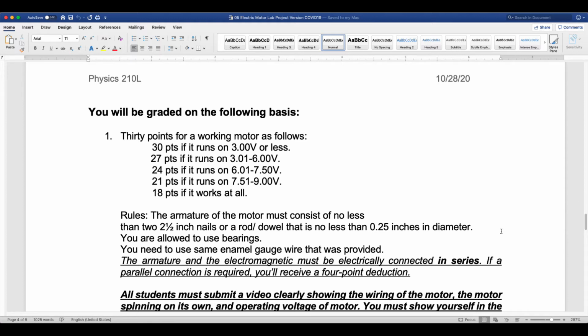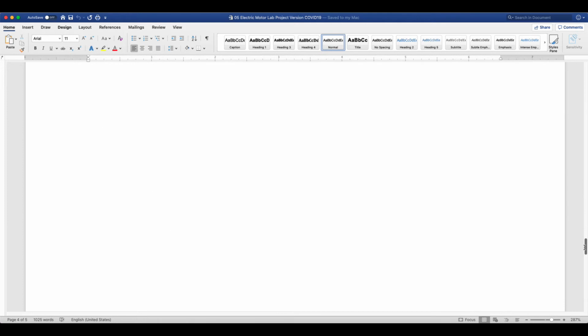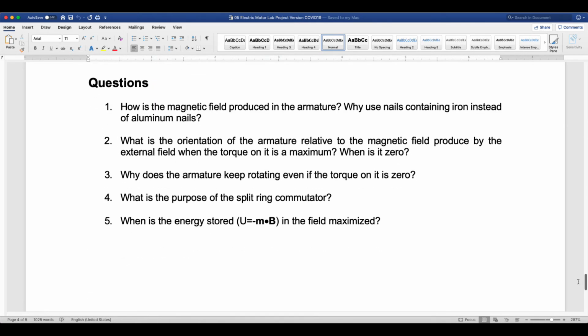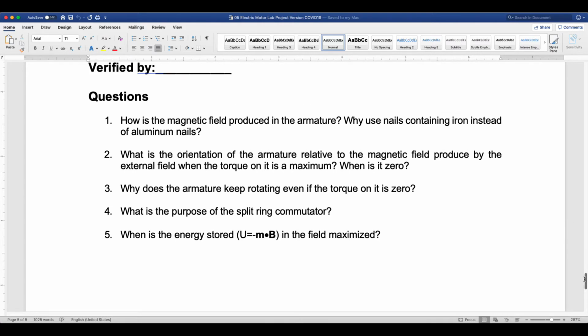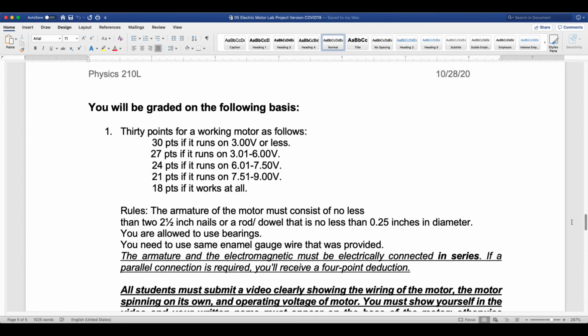But then there's also 10 more points based on you answering these questions. Each one of those questions is worth 2 points. They're pretty straightforward questions. Just answer them carefully. Relate your answers to the motor you built. Getting these 10 points should be straightforward, and you just go through the concepts involved with the motor.